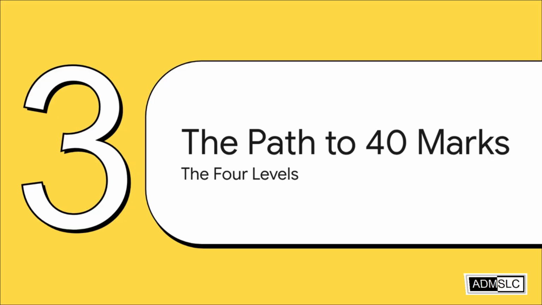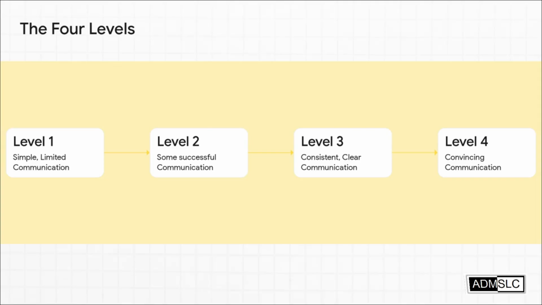Okay, so we've got our keys, AO5 and AO6. Now let's actually map out the journey to that top grade. The whole mark scheme is broken down into 4 levels. Let's take a look at what it takes to climb that ladder, all the way from the bottom to the very top. So, these are the 4 levels the examiner is working with.